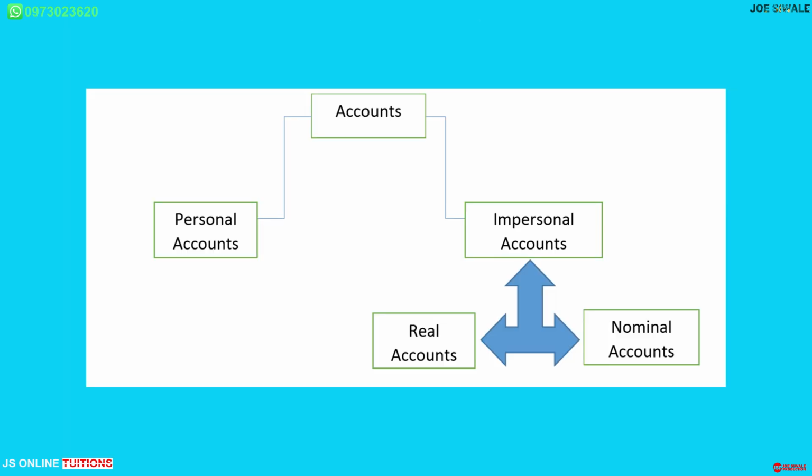So let us now look at the different types of accounts. From that diagram we have accounts. So we have two types of accounts, personal accounts and impersonal accounts. We have said that impersonal accounts can further be divided into real accounts and nominal accounts.